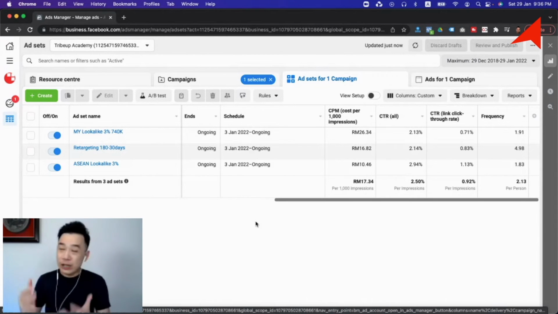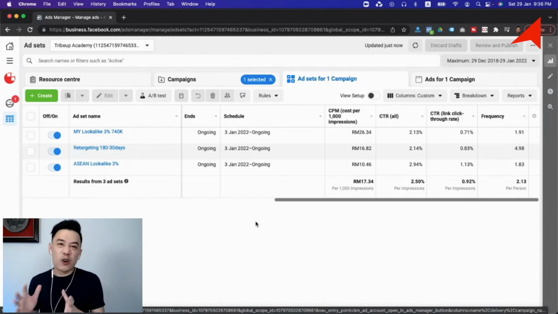Now, when it comes to retargeting, our benchmark is below 5. That will be an ideal frequency, especially if you're looking at short-term targeting like 7 days. It's kind of okay to have this kind of frequency, but you have to make sure that you are not overreaching people in a very annoying way. So these are all the 3 key metrics that you will have to monitor.